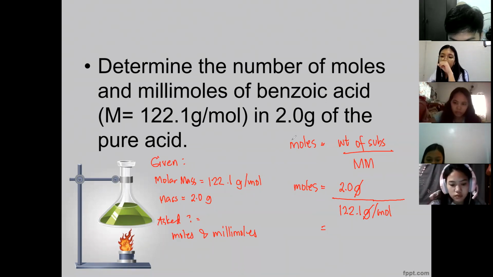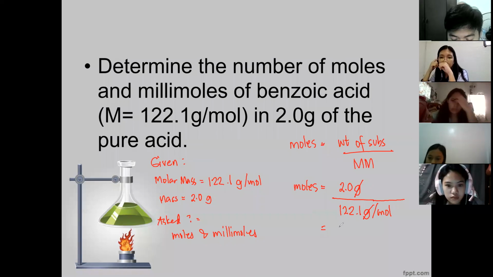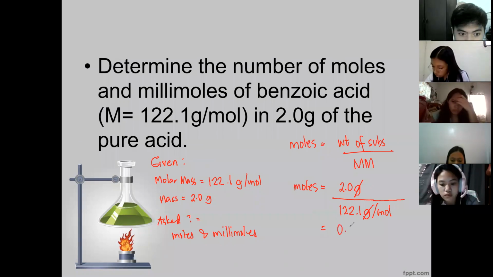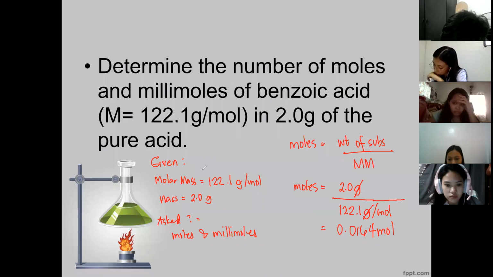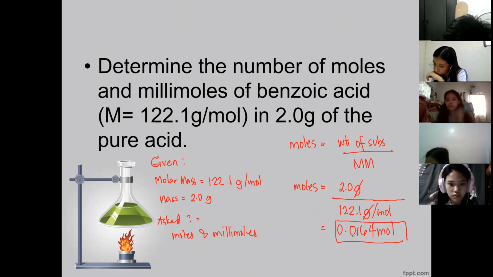2.0 divided by 122.1 grams per mole. Let's just use 4 decimal points sa ating answer. 0.0164 mole. Let's just use 4 decimals because we also need to compute for the millimoles para mas precise siya. So we have the first one that is asked in the problem.